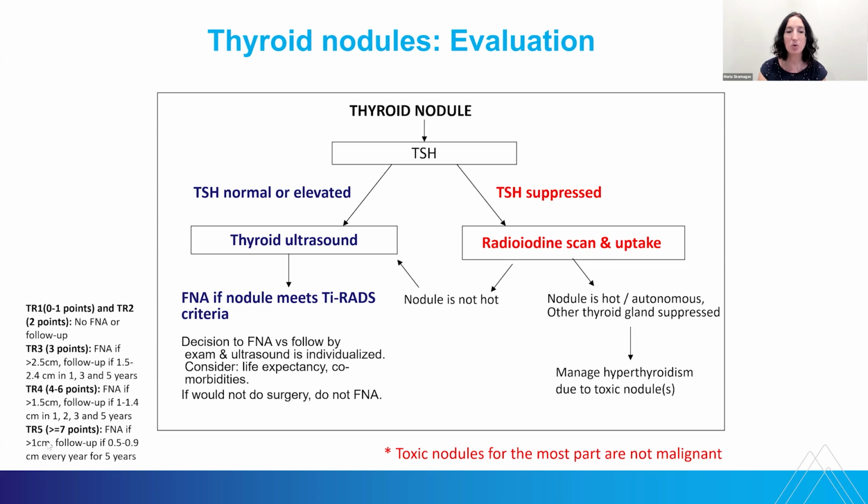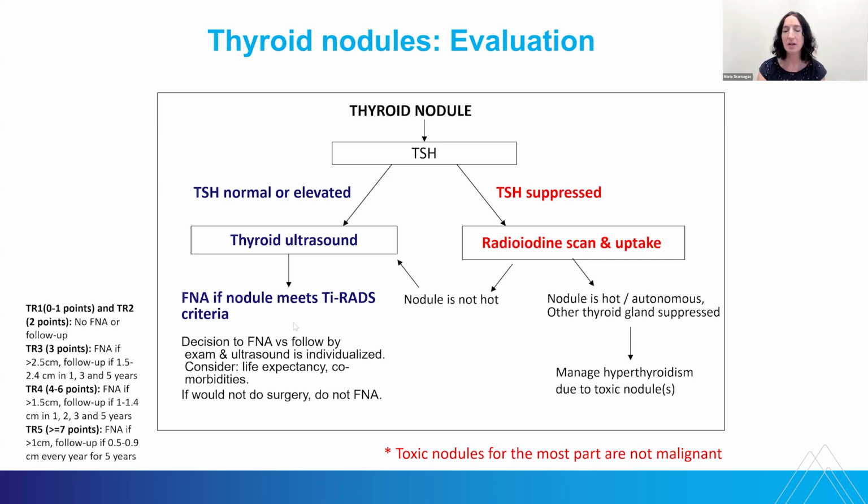And the higher the score, so if you have a TI-RADS score of 5, then you want to refer for fine needle aspiration if the nodule is more than 1 centimeter. Otherwise, you're going to follow these smaller nodules, and in between you have TI-RADS 3 and 4. So this is a really helpful classification system that can help guide how to deal with these nodules since they're so common on ultrasound.